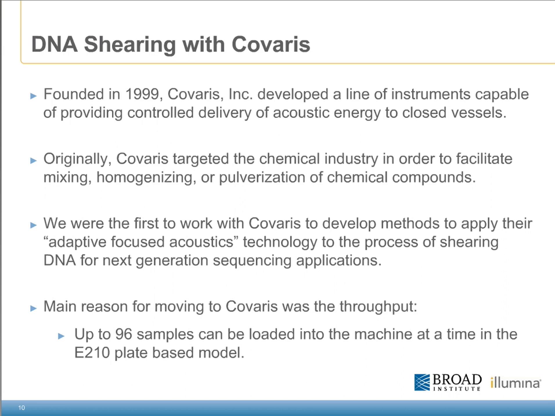Originally, they didn't really target the biotech industry at all. They targeted the chemical industry for pulverization and homogenizing of chemical compounds. But we were the first here at the Broad to work with Covaris to develop their method and apply their adaptive-focused acoustics technology to the process of DNA shearing. And our main reason for moving to the Covaris was the throughput that it provided. With the E210 model, you can shear up to 96 samples at once.